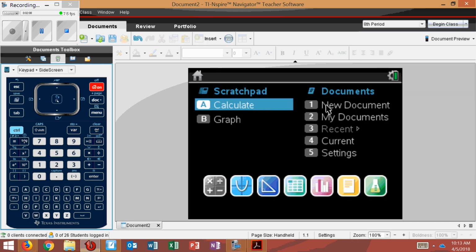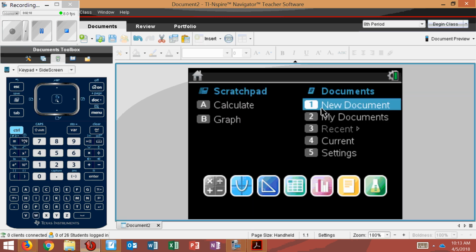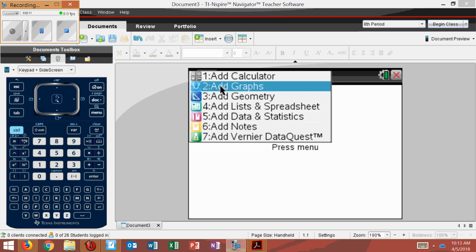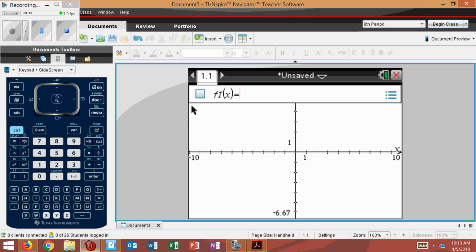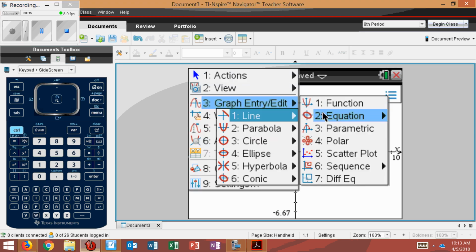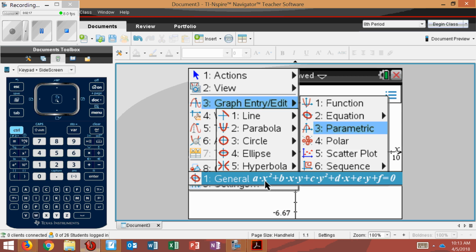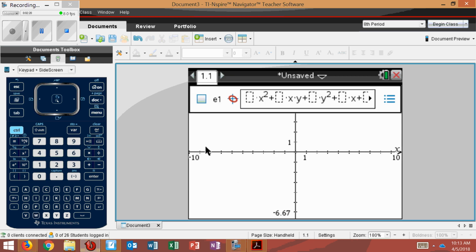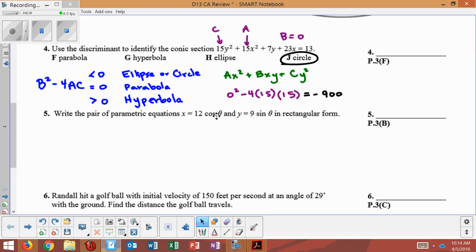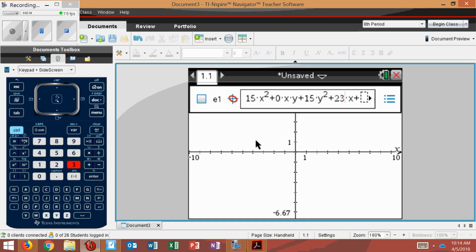So I will clear this out. And I'm going to go to Add Graph. And when you go Menu, Graph Entry, Equation, if you go down to conic, it'll give this general form like we had. Now, I remember I had 15 in front of the x squared, and I had 0 xy's, and I had a 15 in front of the y squared. Now, the rest of the equation I'll have to look at. We have 7 in front of y, 23 in front of x. So 23 in front of x, 7 in front of the y.